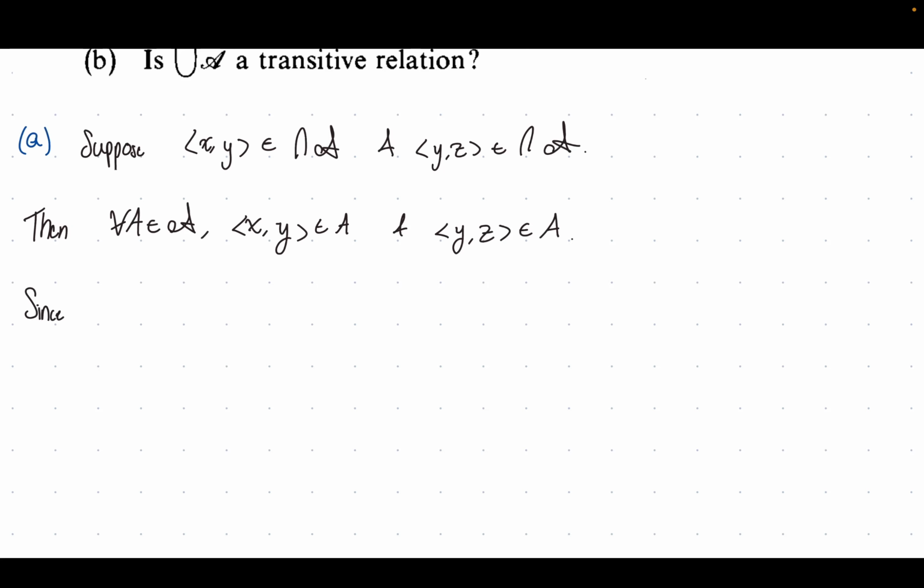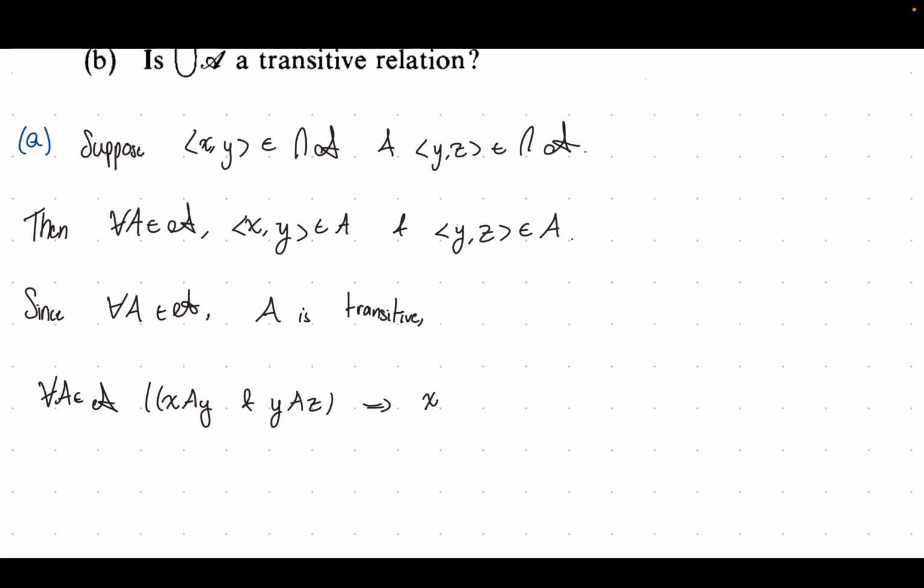And then since for all A in script A, A is transitive, we have that for all A in script A, x A y and y A z implies that x A z.